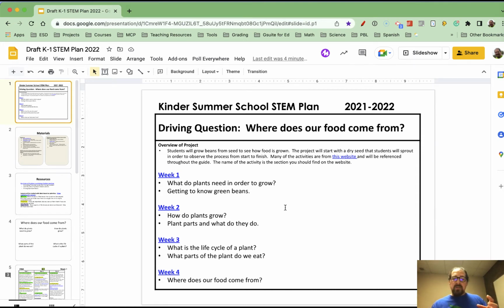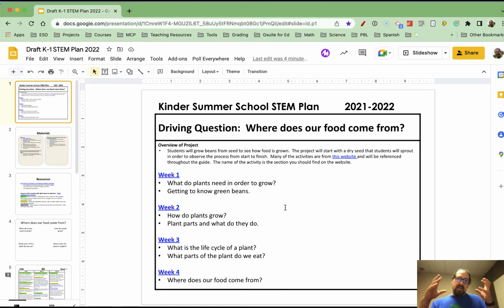Week 2, it starts to go into the how do plants grow? What are some of the transport mechanisms? So thinking about roots and stems and what are the plant parts, right? And what do they do? So what are the leaves responsible for? What are the flowers responsible for? What are the fruits responsible for? All those things.